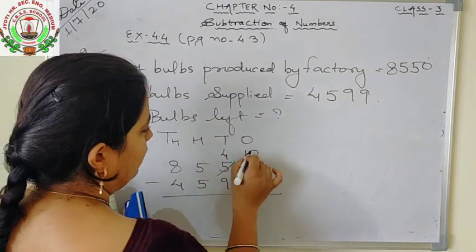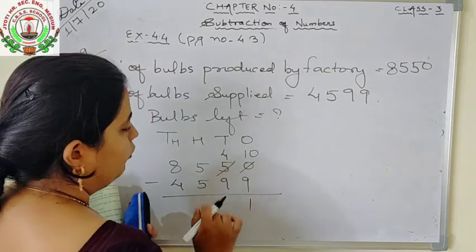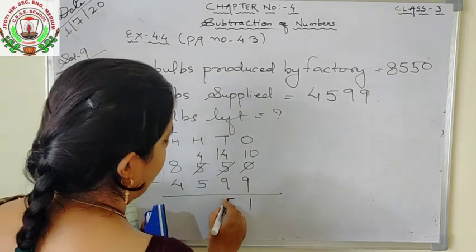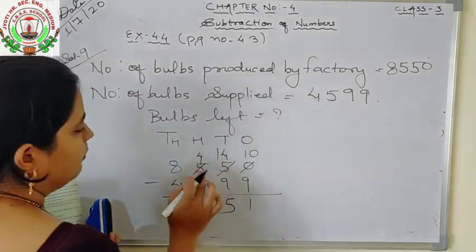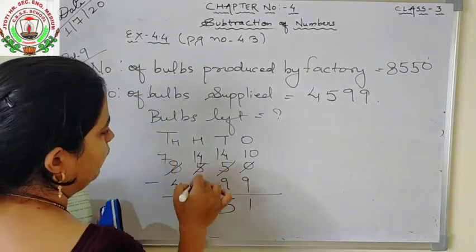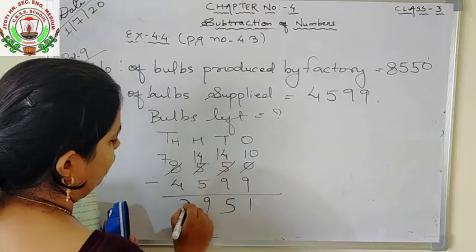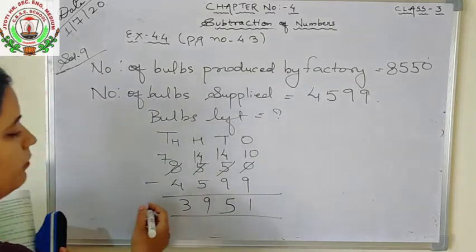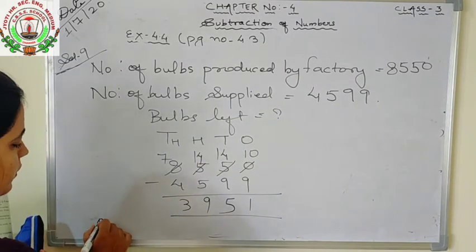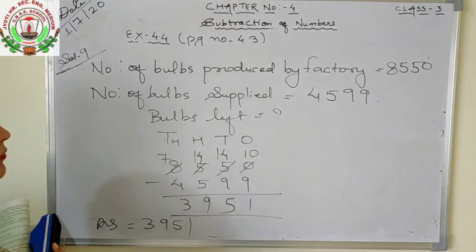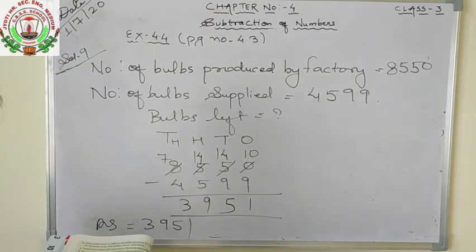4, 10. 10 minus 9, 1. 4 minus 9 is not possible, so we will take carry from here. 14 minus 9 is 5. 4 minus 5 is again not possible. 14 minus 5 is 9. 7 minus 4 is 3. So how many bulbs are left? Answer is 3951 bulbs were left.